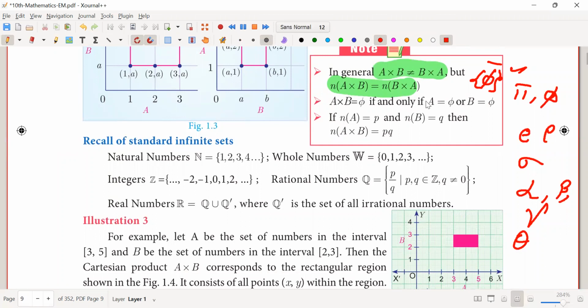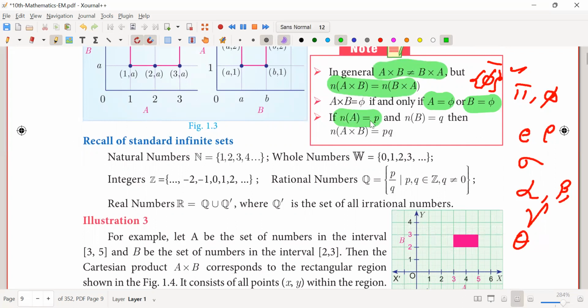Only if both A and B are null sets would we get A cross B as a null set, right? Any one term should be a null set. Then we won't be getting any ordered pair at all.